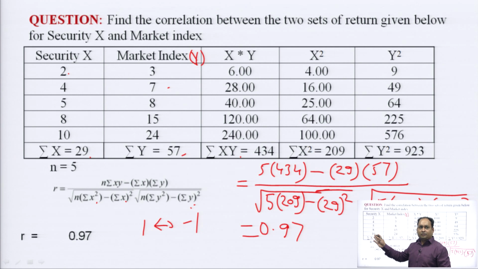We may see this also. Once a security return is 2, market return is 3. Once a security return is 4, market return is 7, meaning security return was increasing from 2 to 4, market return also increased from 3 to 7. It means increasing trend, same trend. Same with security return increasing from 4 to 5, market return also increased from 7 to 8, again increasing trend, both returns are in increasing order. Once the security return increased from 8 to 10, market again increased from 15 to 24.